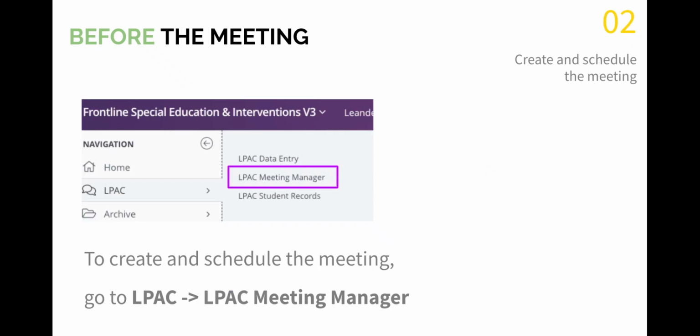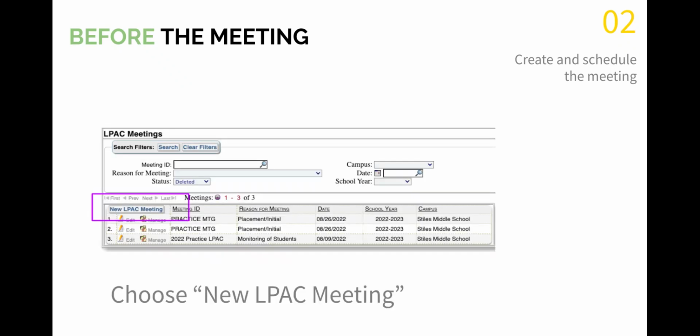Now, when we've got all of our students in LPAC student records, we're now going to go ahead and create and schedule the meeting, part 2. To do that, we're going to choose LPAC and then LPAC meeting manager. I'm going to choose new LPAC meeting.